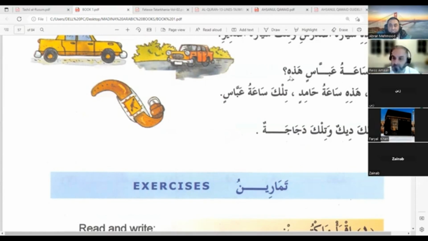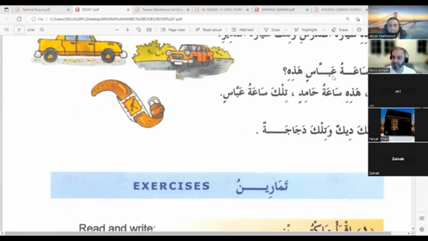Is this watch Abbas's? No. Can you notice there's no ... isn't it? So no. Is this the right watch? Yes. This watch is Abbas's?